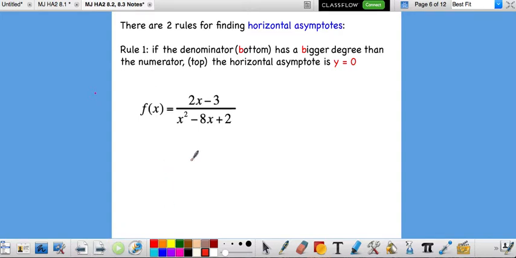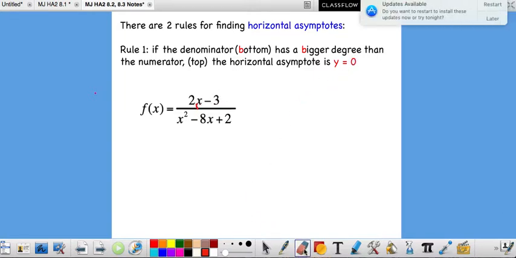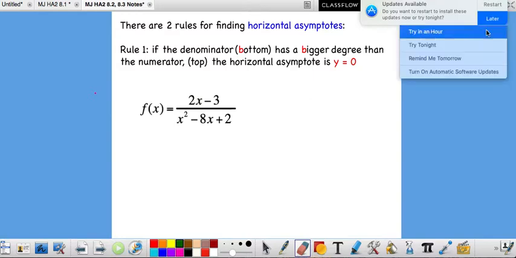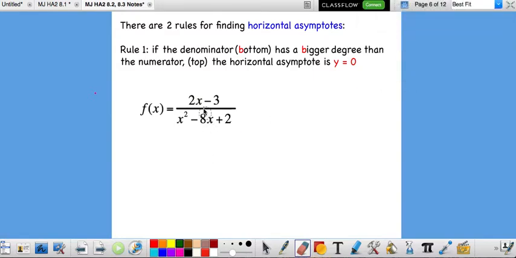So this is where things get a little more interesting, finding horizontal asymptotes. There's two main rules, but then there's also some rules for non-horizontal asymptotes, so it kind of just keeps going. The first rule: if the denominator has a bigger degree than the numerator, so if the bottom is bigger in terms of degree, then the horizontal asymptote is always y equals 0. In this case, the bottom degree is bigger, so the horizontal asymptote would be y equals 0. We're going to graph these in a moment.